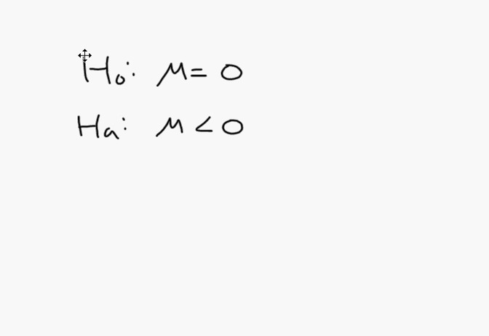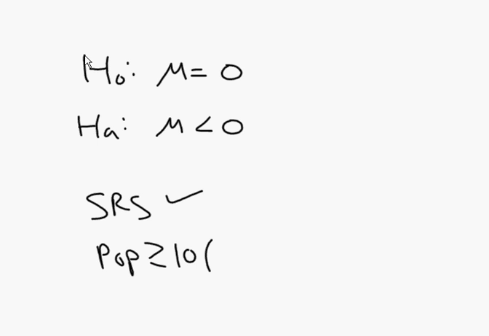The next thing you have to do is check your assumptions. First of all, if there was an SRS, yep, that was true. Population of all people was greater than 10 times our sample size, which in this case I believe was 25, so 250. That's called the independence test.